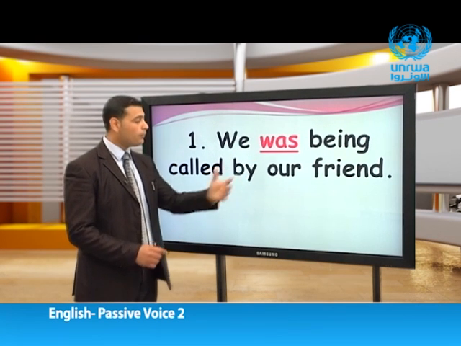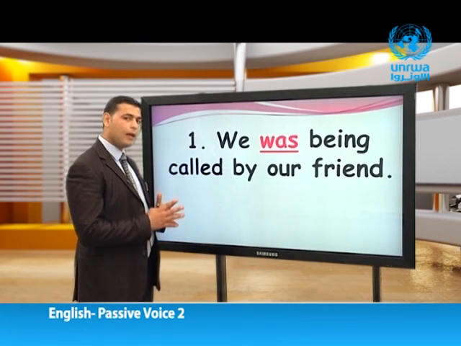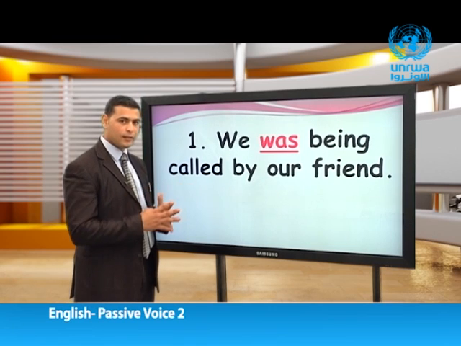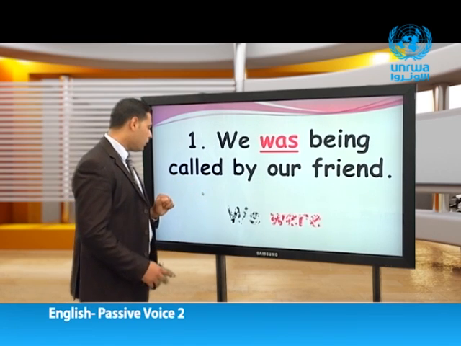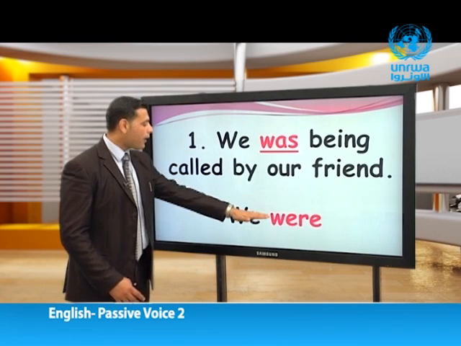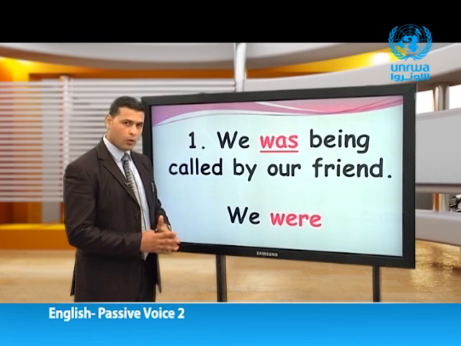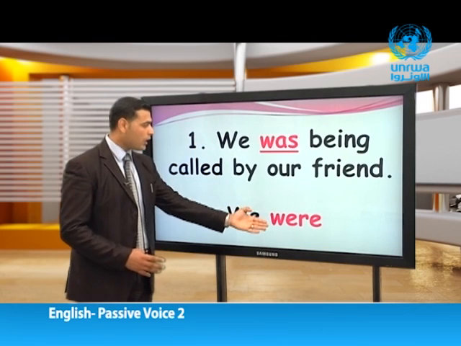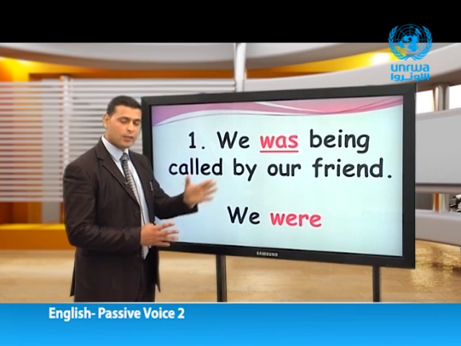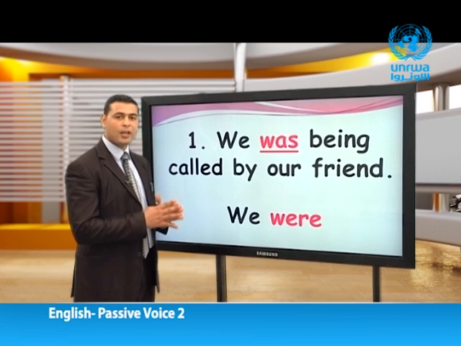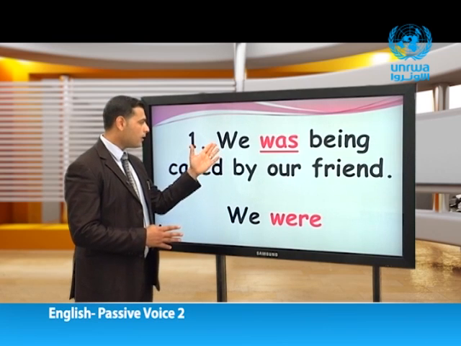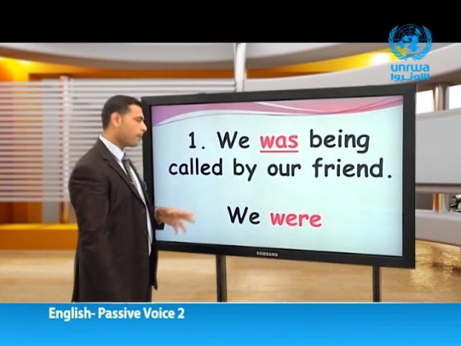Here the underlined verb is was. How can we correct this sentence? We were instead of we was. Because we is plural, we need to use were instead of was. Because was is used with singular subjects, but were is used with the plural ones.